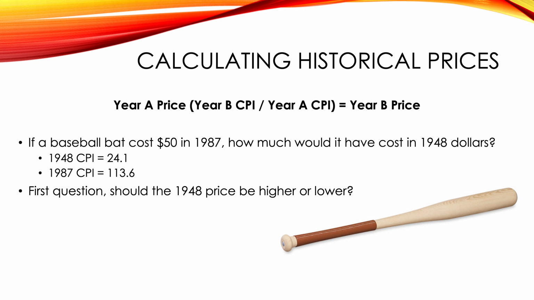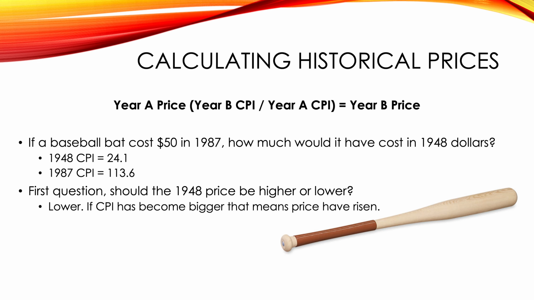Well, the 1987 price should be higher, right? Because the CPI, look at it, is 113. The price level was 113. In 1948, the price level was only 24.1. So the 1948 price should be lower. Because if the CPI has become bigger, that means the price level is higher than it used to be. So your answer needs to be less than 50, right? If you come out with an answer for 1948 that's greater than $50, you did it wrong and you've got to go back.